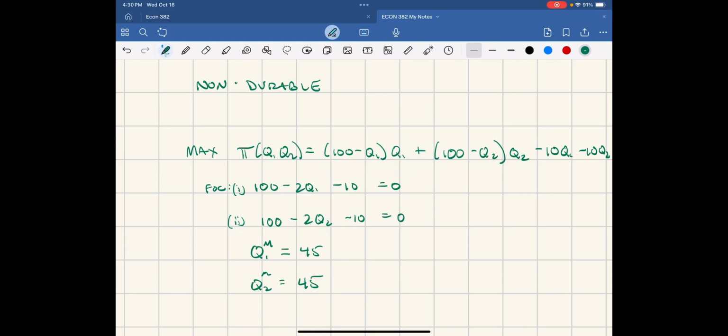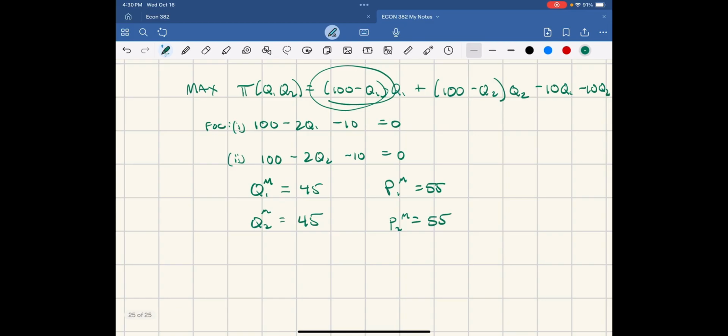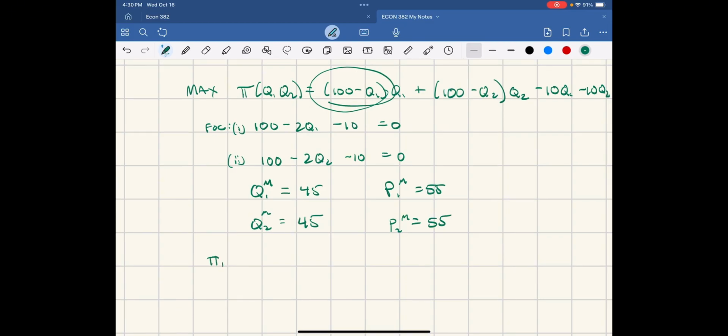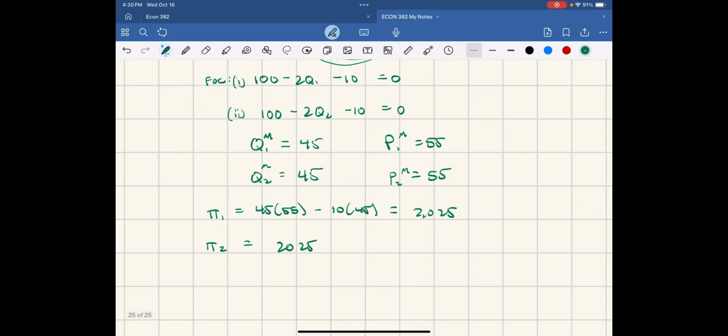I plug that into the demand equation right here, and that implies that P1 for the monopolist will equal 55 in time period 1. In the second time period, they'll produce 45 units and charge $55 for that. Well, now I can look at my profit function, and in time period 1 this is 45 times 55 minus 10 times 45, which is equal to 2,025. Time period 2 is the same, because the same price and quantity, 2,025.